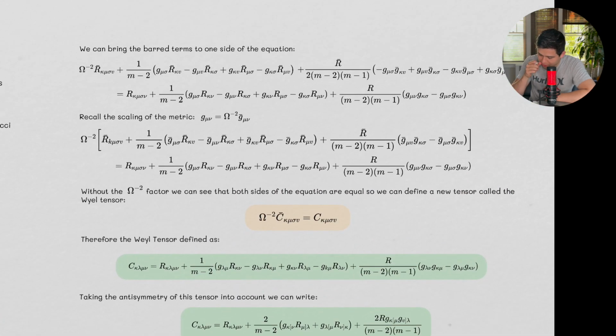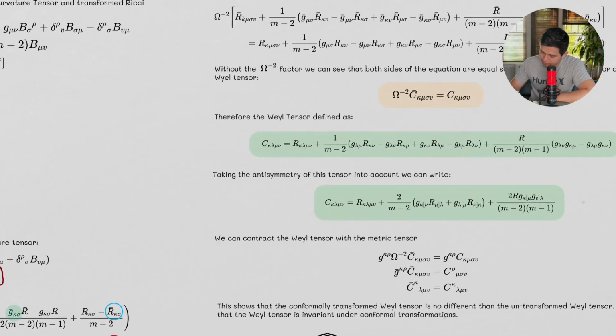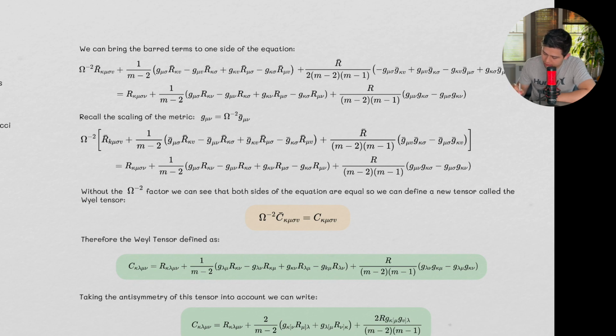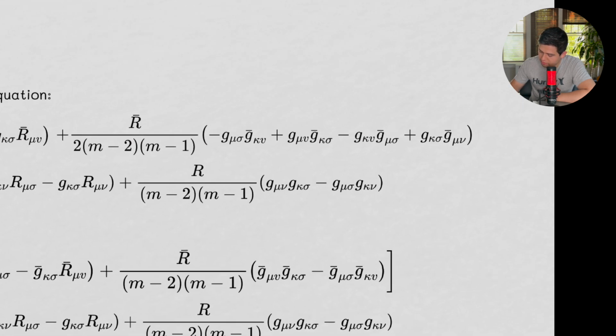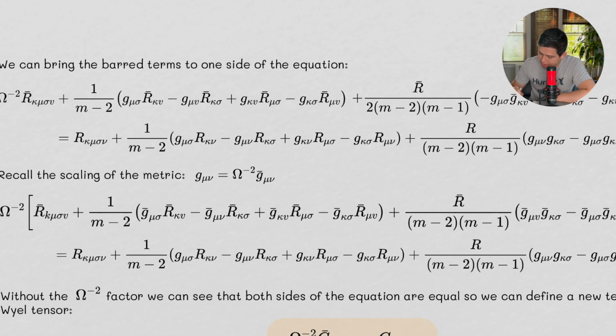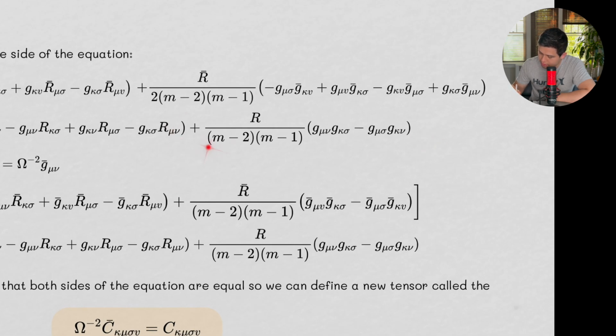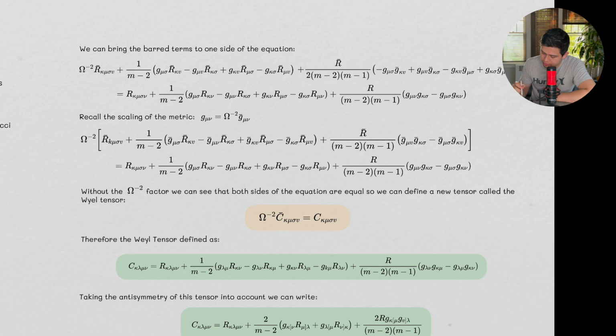Alright, so we can bring the barred terms to one side of the equation. So the barred terms, I mean the transformed terms, are these terms. And when we do that, we get to this point here. I realize my face might be obstructing some of this. So all these barred terms, and then on the other side of the equation, we have nothing that's transformed. So this and all of this here. So recalling the scaling of the metric is this guy, we can replace a lot of things now.